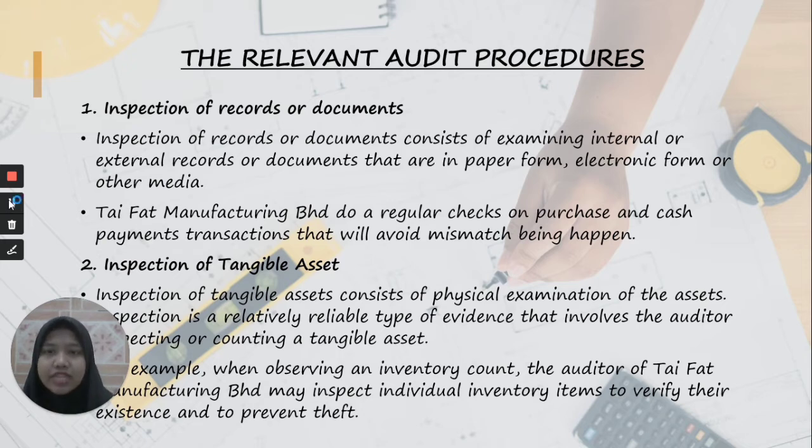Inspection of tangible assets consists of physical examination of the assets. Inspection is a relatively reliable type of evidence that involves the auditor inspecting or counting a tangible asset. For example, when observing an inventory count, the auditor of Thai Manufacturing Berhad may inspect individual inventory items to verify their existence and to prevent theft.